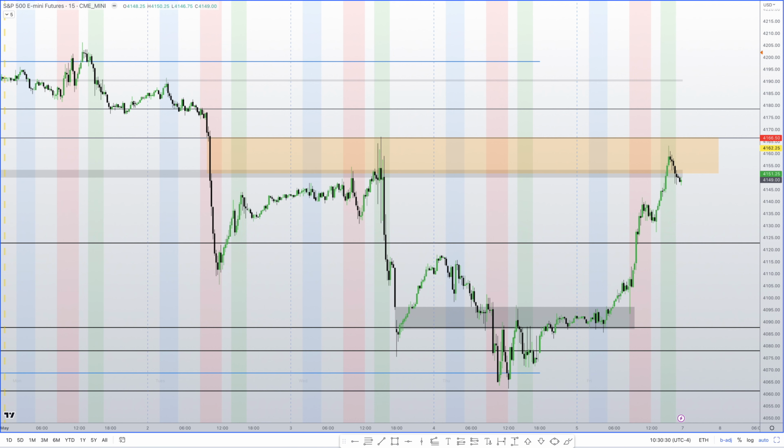Now, I didn't explain this, but I have these shaded boxes for each day. These are the sessions that you want to trade. So the blue one is London session. The pink reddish one is New York AM session. And then the green one is the PM session. These are the times that you want to trade because the most volume is going to happen here.